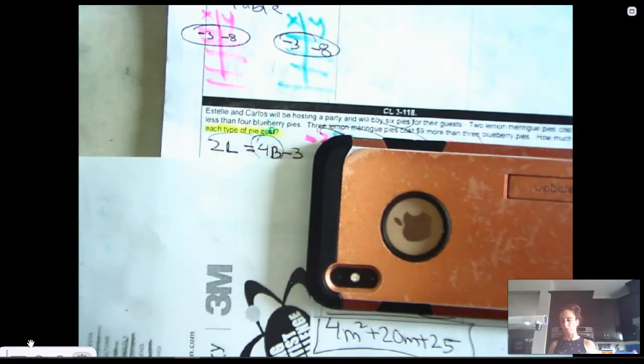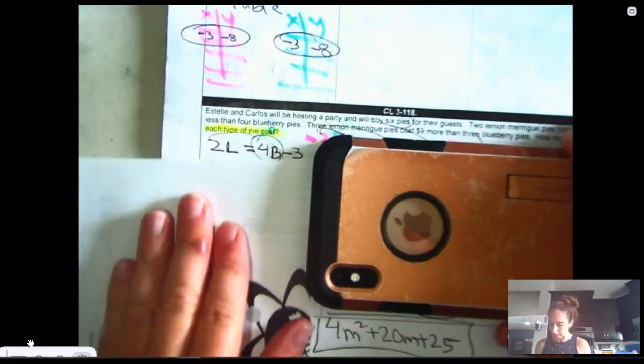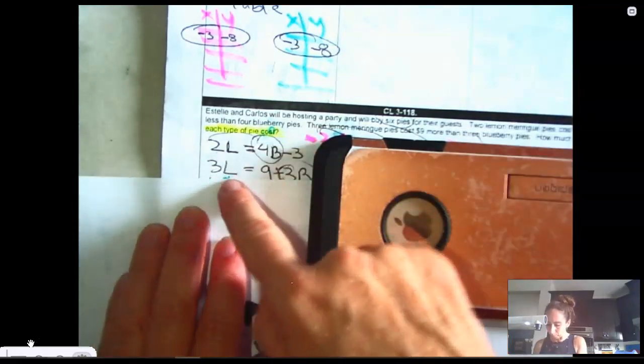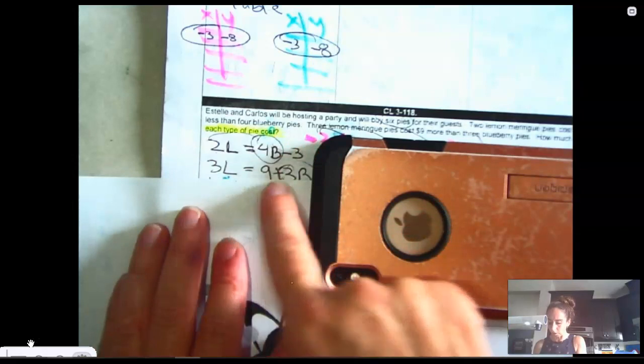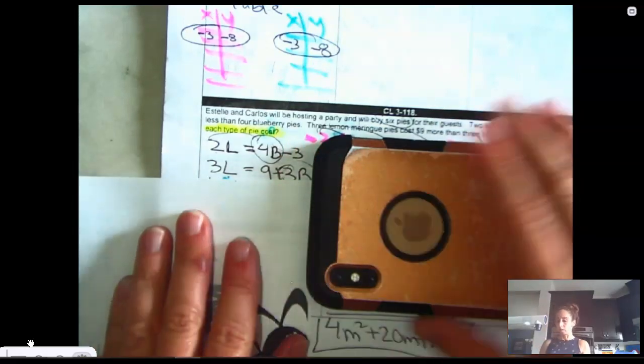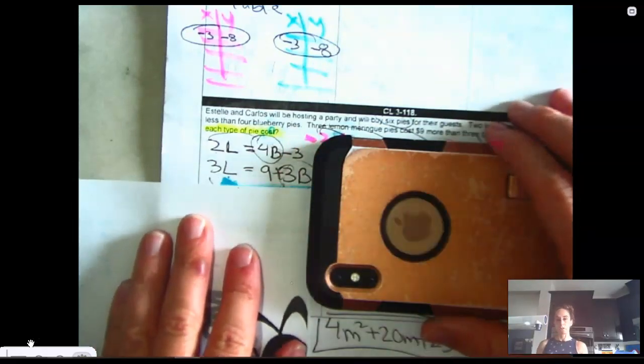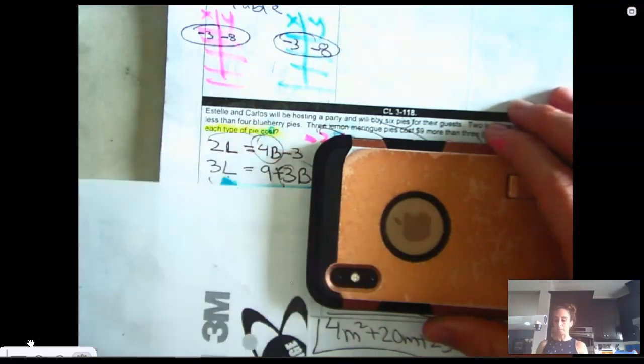So, 2 lemon meringues cost 3 less than 4 blueberry pies. So when you go, but less, I thought it was minus. Wouldn't it be 3 minus? Well, if I was 3 less years than you, and you're 8, I'm 5. Because 8 minus 3 is 5. The second sentence. 3 lemon meringues cost 9 more than 3 blueberries. So now I got my system of equations.